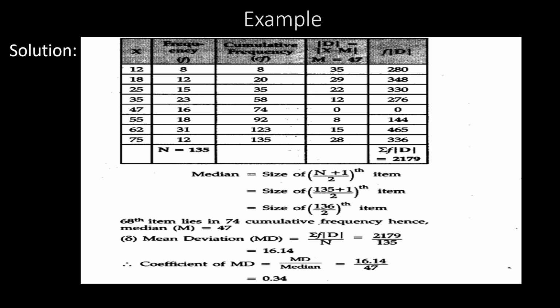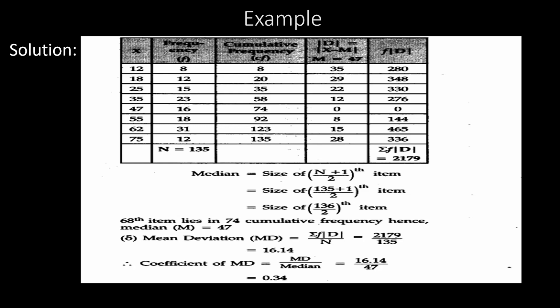After getting the mean deviation value, to get the coefficient of mean deviation, we have to find the ratio of mean deviation about median to the median. Here, mean deviation is the ratio of the last column total to the second column total, which is 2179 divided by 135, which gives you 16.14. And the coefficient of mean deviation is the ratio of mean deviation to the median, that is 16.14 divided by 47, which is 0.34.